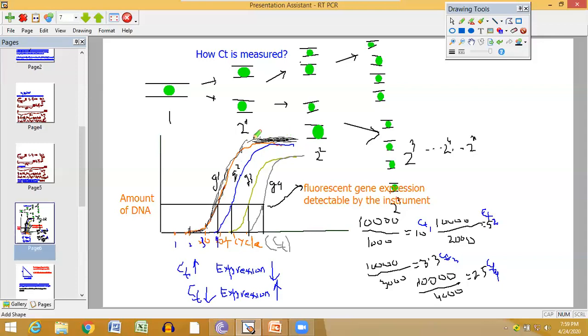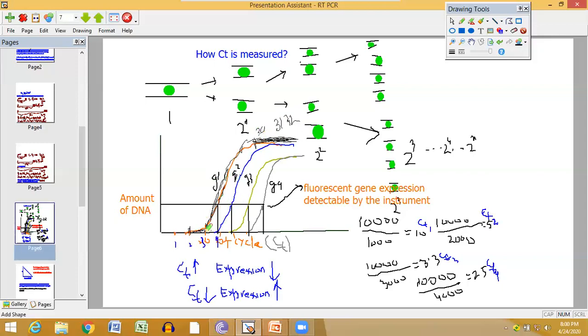Why? Because amplification has occurred so much at this point, say this is like 30 cycles. If it goes on to 31 cycles, the machine will not see much change in intensity. Or if it goes to 32 cycles, the machine will not see much change in intensity. So this is called the plateau phase or saturation phase. So this is the lag phase, exponential phase, and plateau phase.